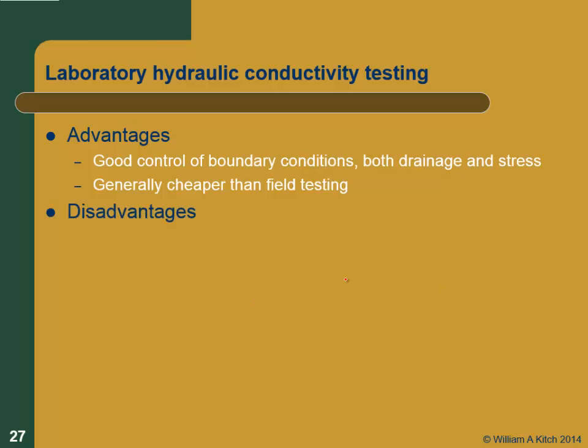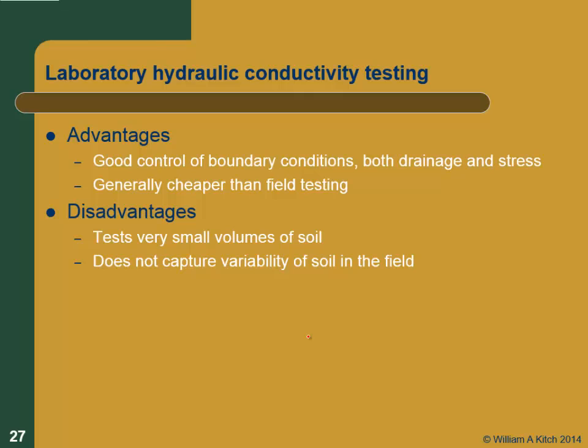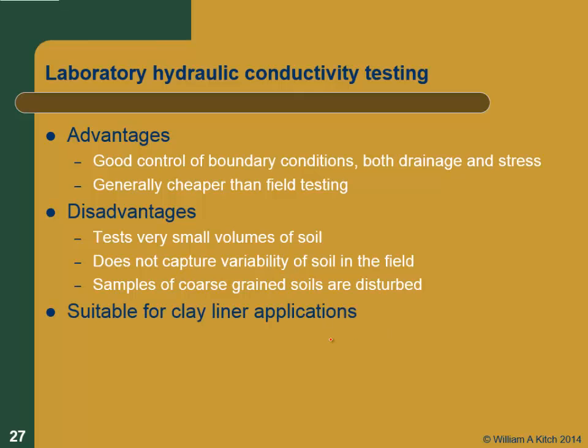The big disadvantages are, well, we're testing a really teeny volume of the soil, which is not necessarily representative of the field. In fact, we'll show in a minute why it can be very, very unrepresentative of the field. So it's not going to capture the variety of the field. And if we're using coarse-grained soils, there's no way we're going to get a representative sample out of the field unless we're using some really exotic sampling methods, which are used only for research.